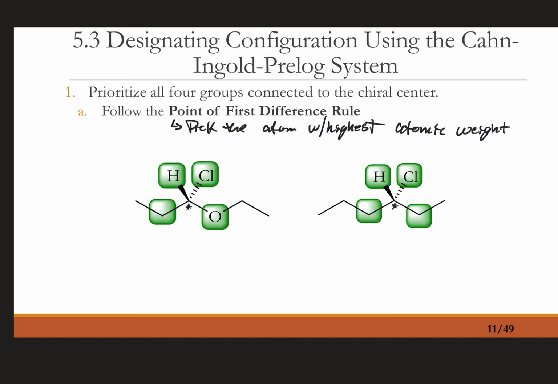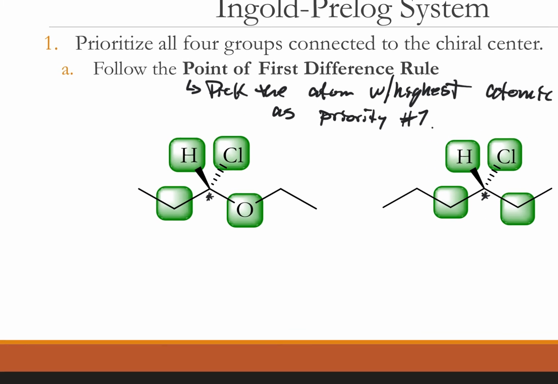All right, as priority 1. In here we have a hydrogen, a chlorine, an oxygen, and a carbon. So by atomic weight, the chlorine wins. Next is going to be the oxygen, then the carbon, and then the hydrogen. We just pick them in order from heaviest to lightest.